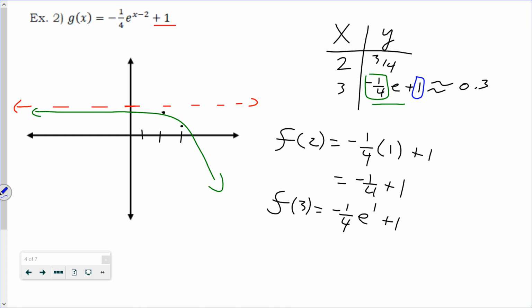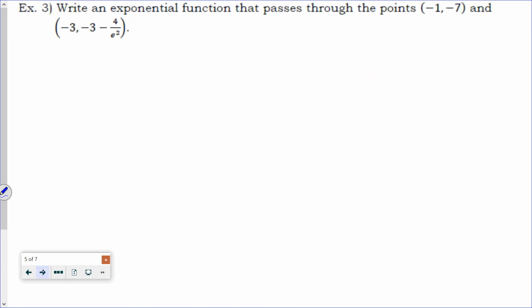So anytime you have a point, like in this case 3 comma negative 1/4 e plus 1, the term you're multiplying e with is going to be your a, and what you're adding to it is going to be your k. The reason I'm saying this a lot is because the next problem is very similar. On problem 3, we're told to write an exponential function that passes through the points negative 1, negative 7, and negative 3 comma negative 3 minus 4 over e squared. I know it looks kind of ugly, but it's really not that bad. These are actually easier than the system equation problem. So the equation is y equals a times e to the x minus h plus k.